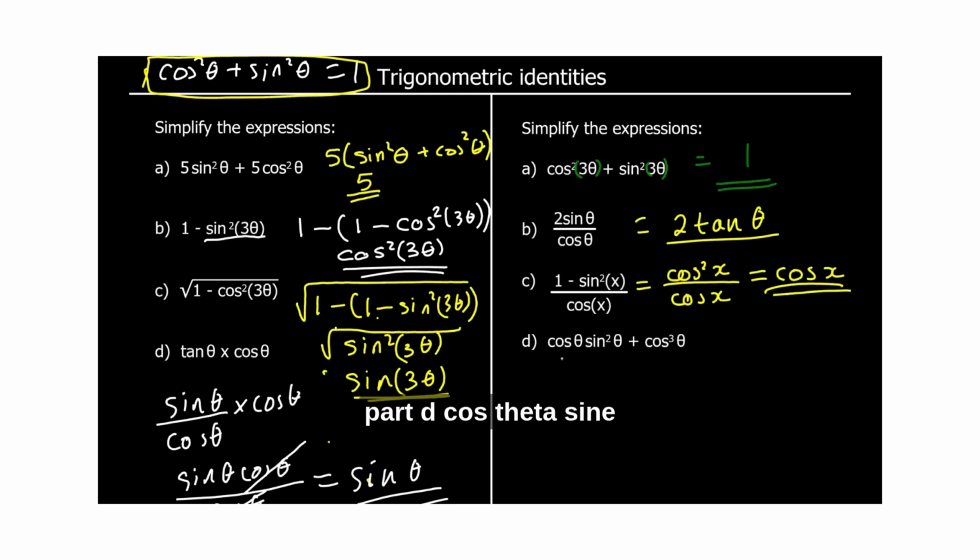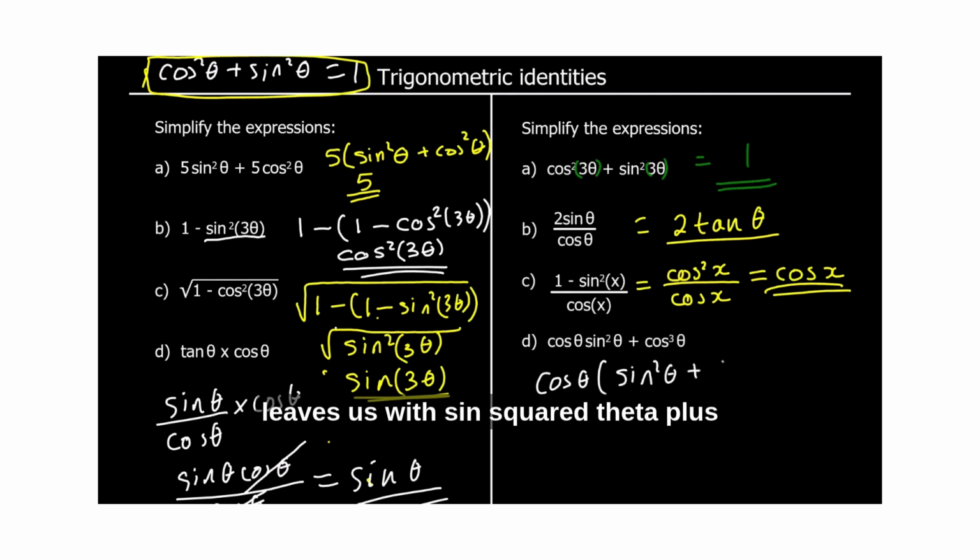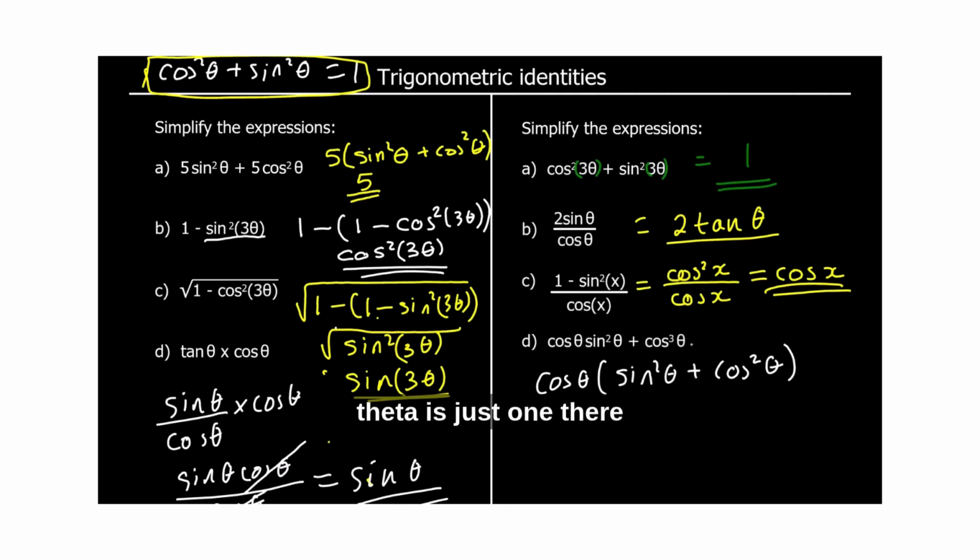And part D, cos theta sine squared theta plus cos cubed theta. So we can factorize out a cos. So cos theta, and that leaves us with sine squared theta plus cos squared theta. And we know sine squared theta plus cos squared theta is just 1. So we have cos theta.